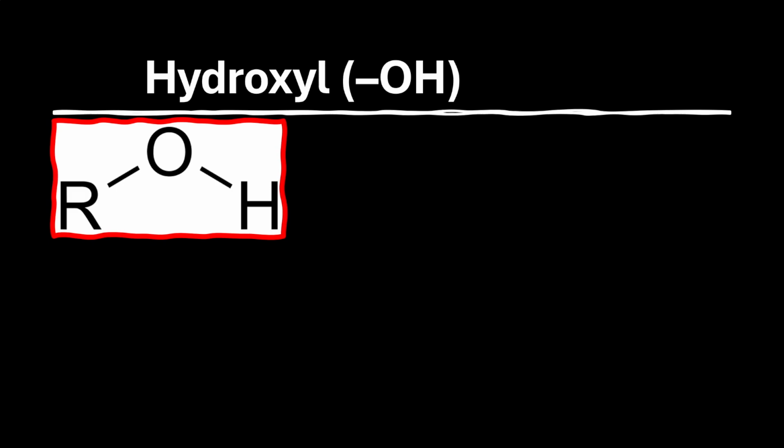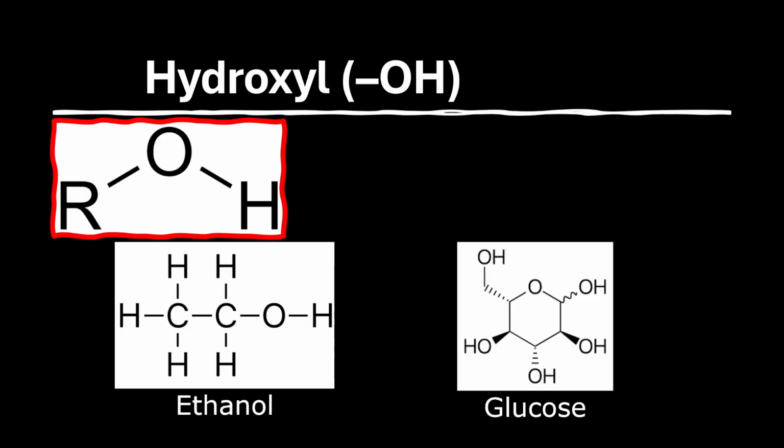The hydroxyl group is composed of a single oxygen and a hydrogen. The oxygen makes the molecule polar, so these are soluble in water. The most important examples in biology include alcohols like ethanol and sugars.